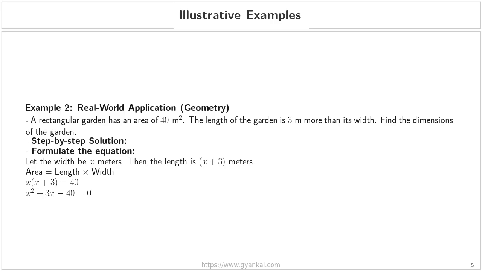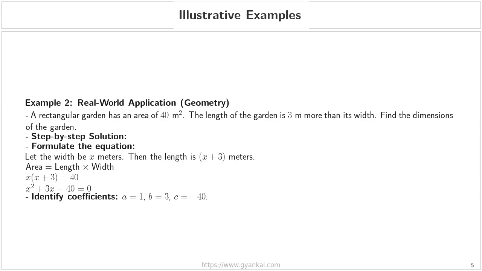When we expand this, we get x squared plus 3x equals 40. To use the method we've been learning, we must have the equation in standard form equal to 0. So we subtract 40 from both sides, giving us x squared plus 3x minus 40 equals 0. Next, we identify our coefficients. Looking at our equation, a is 1, b is 3, and c is negative 40.